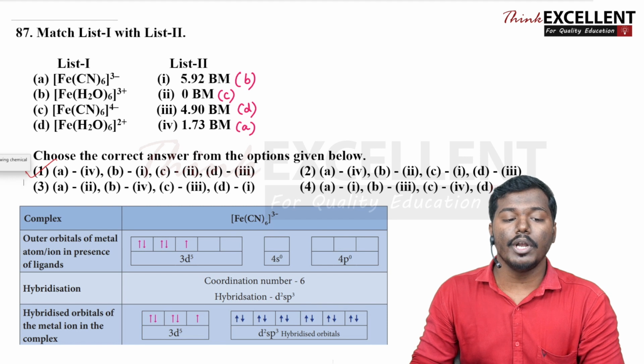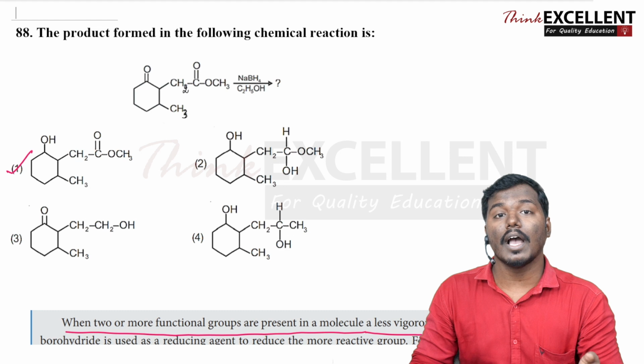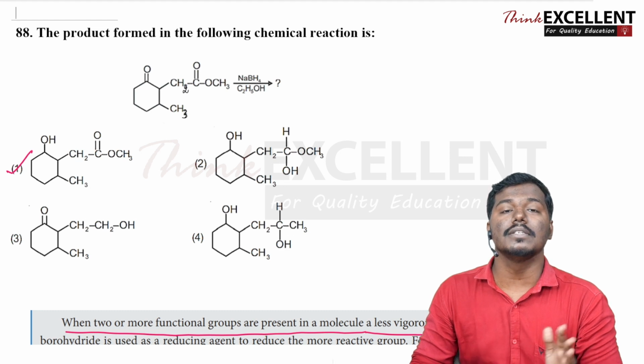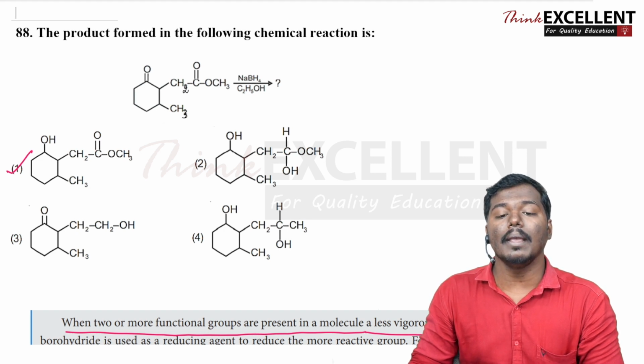Okay, so next we are going to question number 88. You can see that it is asked from the hydroxy compounds and ethers, a very simple question. Here the compound which is given has 2 functional groups, that is ketone as well as ester. It is reacting with sodium borohydride, NaBH4, in presence of ethanol. Enna product form agum appdin kettirukanga.